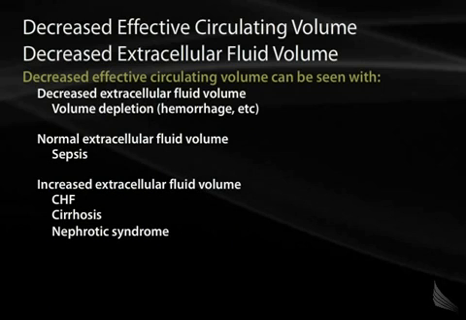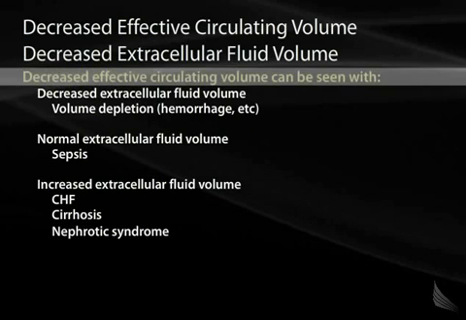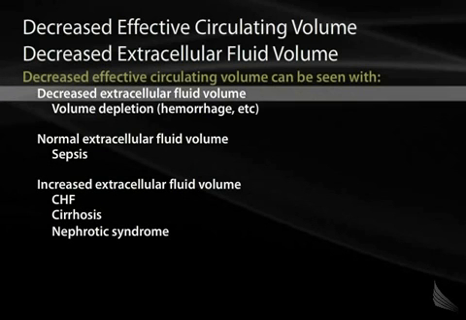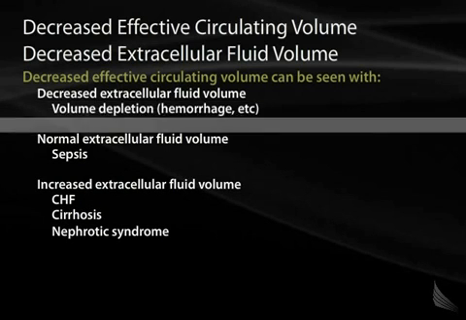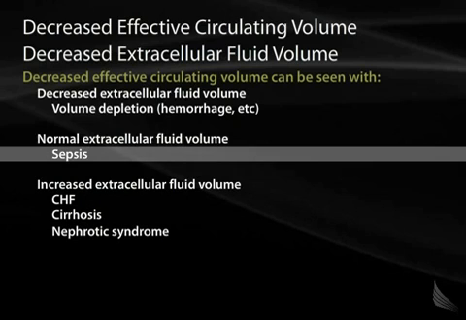Once again, it is extremely important to remember that decreased effective circulating volume does not always equal decreased extracellular fluid volume. Decreased effective circulating volume can be seen with decreased extracellular fluid volume. This is in the setting primarily of true volume depletion, the hallmark example being severe hemorrhage. However, decreased effective circulating volume could also be seen with normal extracellular fluid volume. Sepsis, where vasomotor tone is deranged rather than total body fluid, reflects a scenario when effective circulating volume sensed is low, even though extracellular fluid volume is normal.